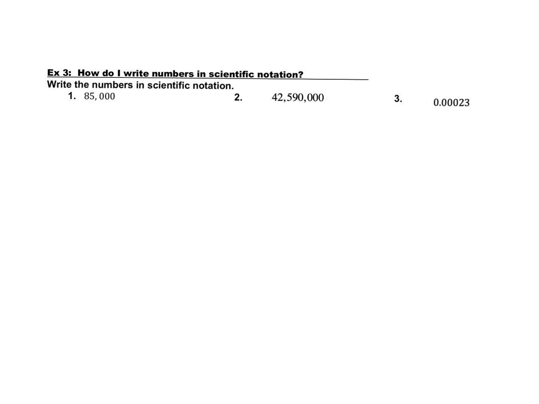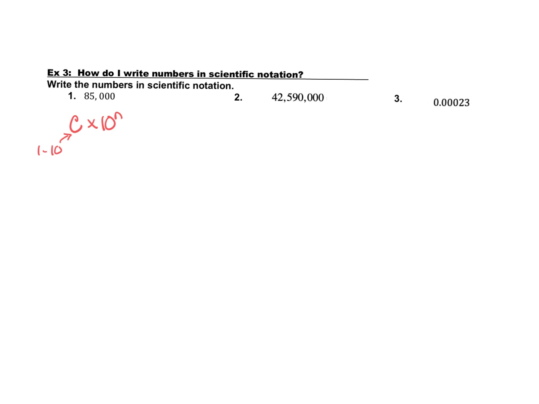Example number 3, it says, how do I write numbers in scientific notation? So for number 1, we have 85,000, and 85,000 is written in standard form, and we're going to write it in scientific notation. Now, remember that we had said that to write things in scientific notation, you have C times 10 to the nth power. And the C right here has to be between 1 and 10, greater than or equal to 1, less than 10, and then n has to be an integer, a positive or negative whole number.